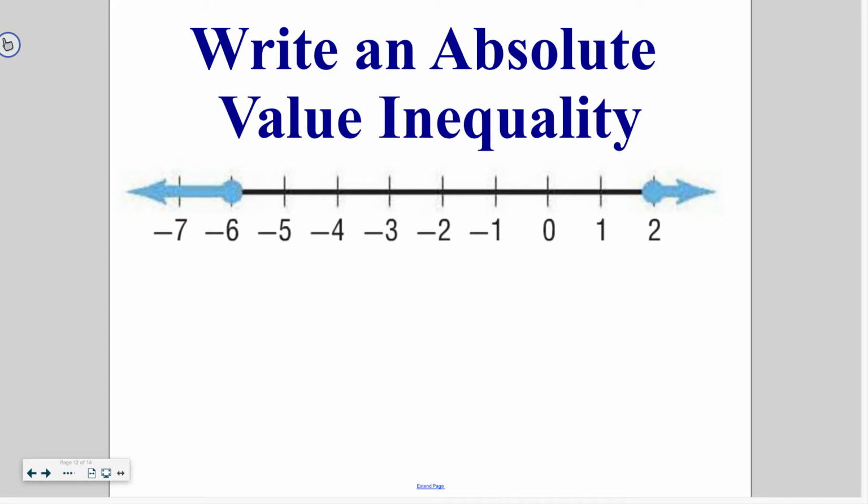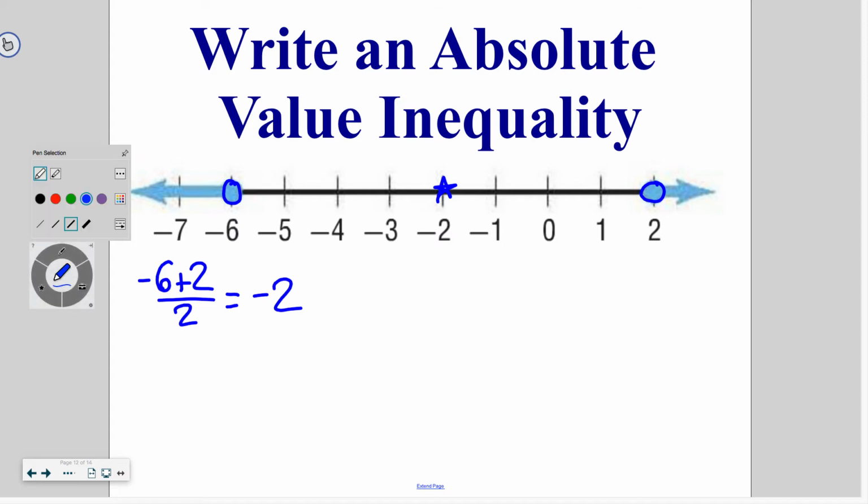Final thing we are looking at here is writing out absolute value inequalities based on the graphs. So just like when we did this with equations, the first thing we need to do is find the middle number. So the middle of our 2 points. Our first point that we've got here is negative 6, and the other one is 2. So we're going to add up negative 6 plus 2 and divide by 2. Negative 6 plus 2 is negative 4. Dividing by 2 gives us an answer of negative 2. So that means the mean of those numbers is negative 2.